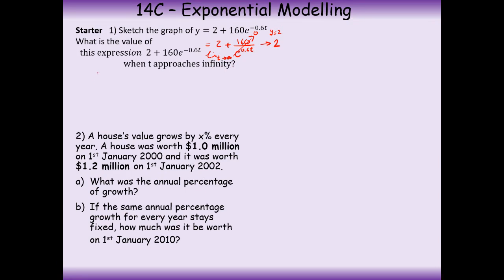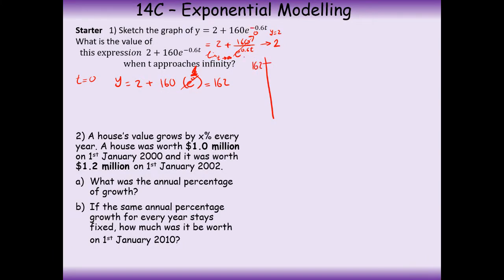And what is the initial value of the function when t is 0? You say y equals 2 plus 160 times e to the power of 0, which is 1 here. So this means 1 times 160, and add 2 to that, 162. So the intercept is 162.